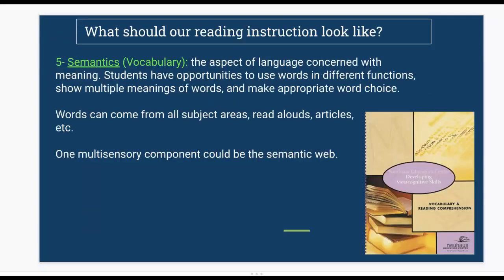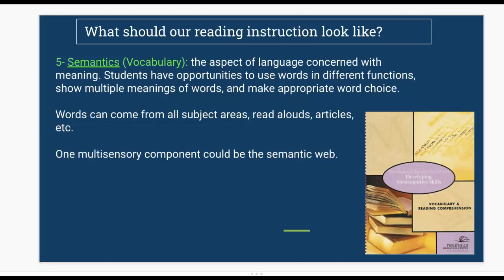The fifth component that we want to make sure we are adding into our reading instruction is semantics, the aspect of our language concerned with meaning. Our students should have opportunities to use words in different functions, show that words have multiple meanings and that therefore affects the comprehension of the sentence or the passage. And we need to instruct them on how to make that appropriate word choice.